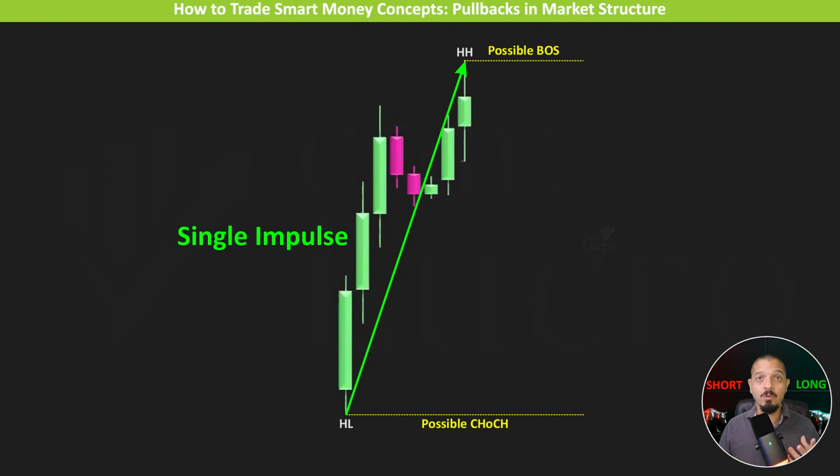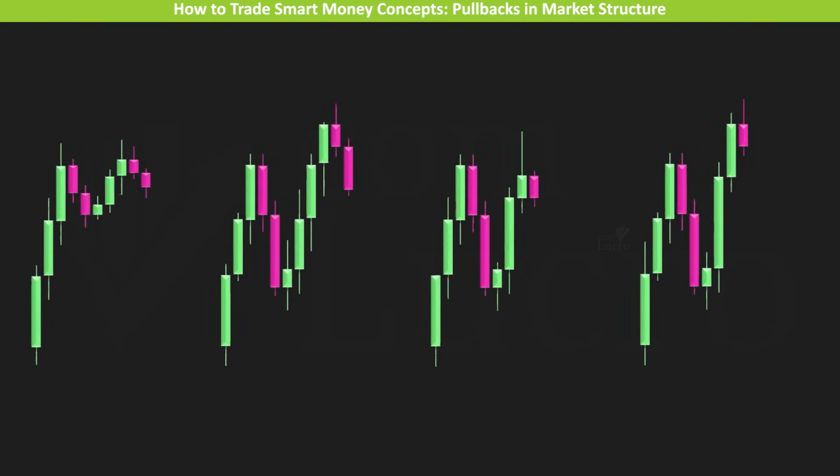For a pullback or retracement to define a valid swing and separate impulsive legs, it must reach at least the 38.2% Fibonacci retracement of the prior impulse. If this condition is not met, the move is treated as one continuous impulse and cannot be used to define a major swing or a valid pullback. Now take a look at these examples.